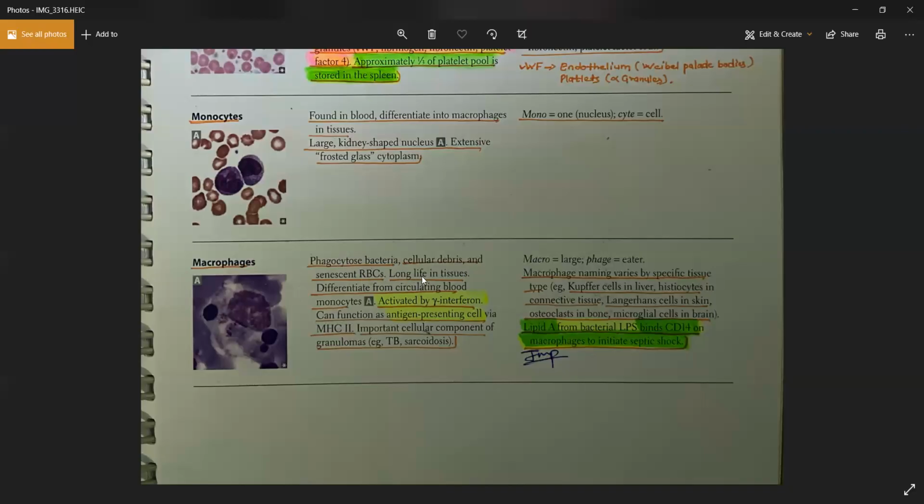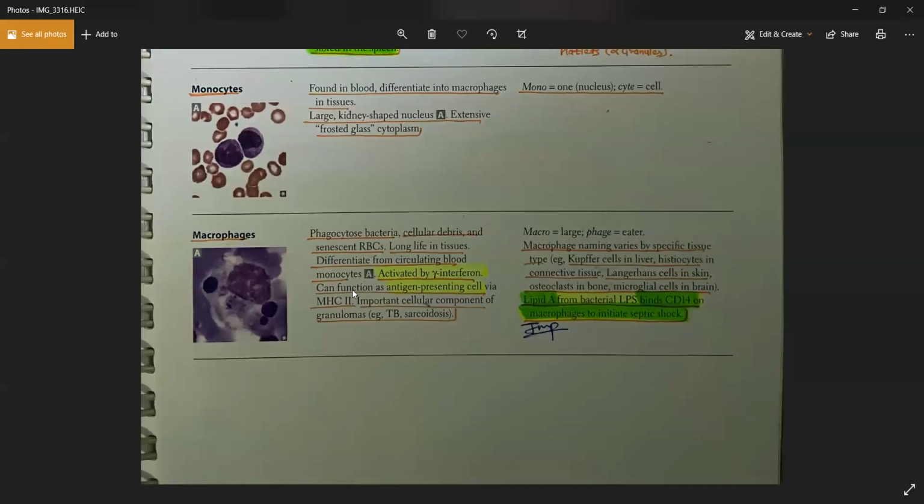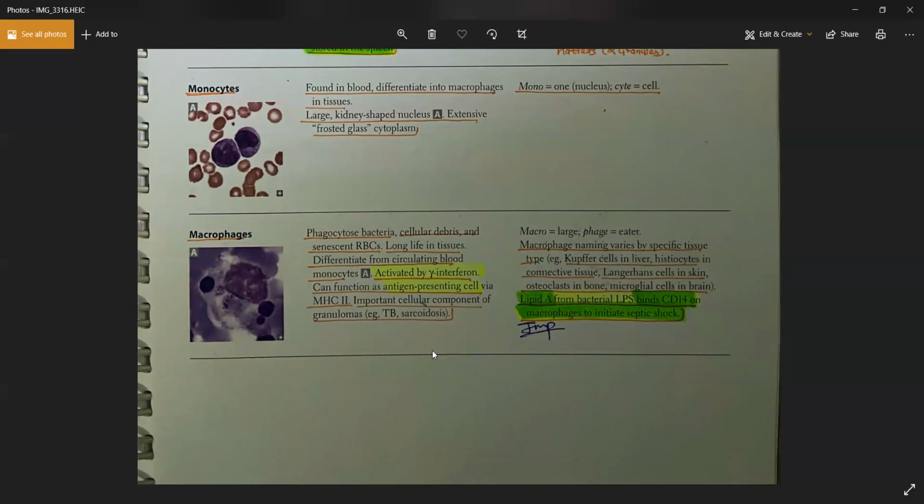They have a long life in the tissues, and they are differentiated from monocytes. These monocytes will be activated by the gamma interferon. We have discussed that already, right? And they can also function as antigen presenting cells. We have discussed that already, and they will present the antigen on the MHC2, right? And they are important components of the granulomas, right? They will be converted into the epithelioid cells, right? And they will also form the giant cells, right?